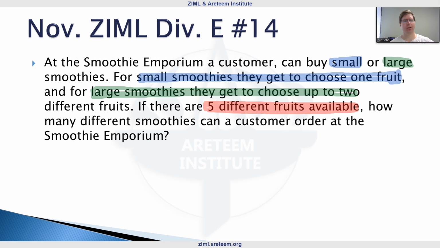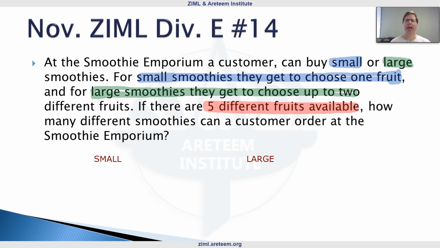An initial tip as we move through these problems: what's a good way to get started? Think about being the customer yourself. What kind of choices do we need to make? A natural first choice is whether we order a small smoothie, which is definitely one scenario, or we order a large smoothie. So these are two definite scenarios we need to deal with here, one for small and a different one for large.